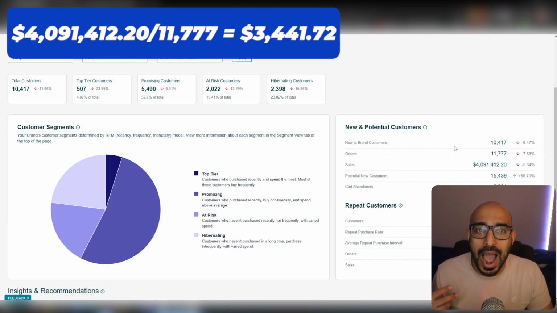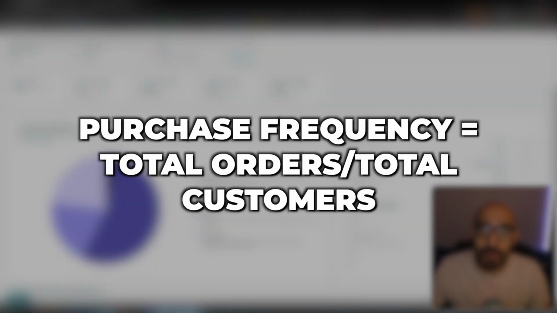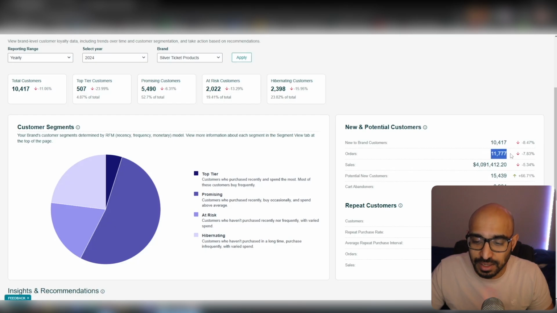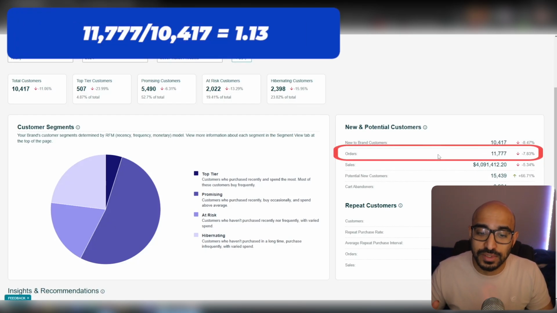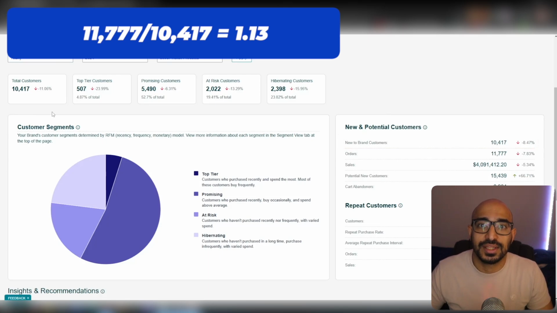Then we got to figure out how many times customers typically purchase. So that would be the total number of orders divided by the total number of customers. So that is, in my case, this number right here, 11,777 orders divided by the total number of customers, which is at the top left here, which is 10,417. That gives us a number of 1.113. So that means that on average, my customers purchase my product 1.13 times.